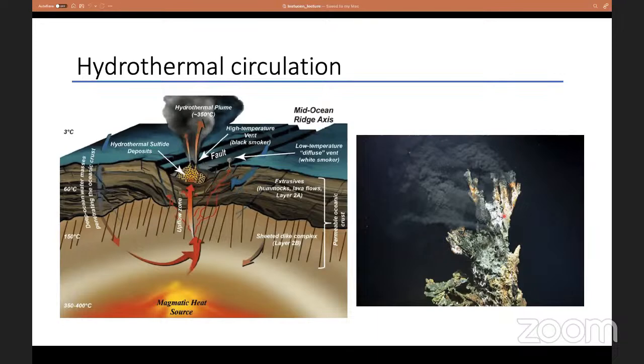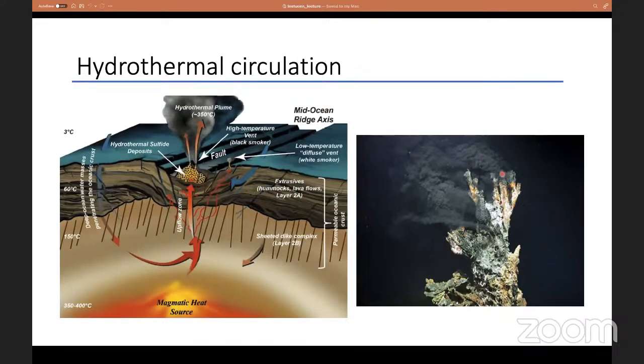So even at the deepest point of the ocean, although we assume it to be extremely cold and dark, the deepest points in the global oceans could actually be really hot, where you could have these superheated fluids coming out through the oceanic crust.